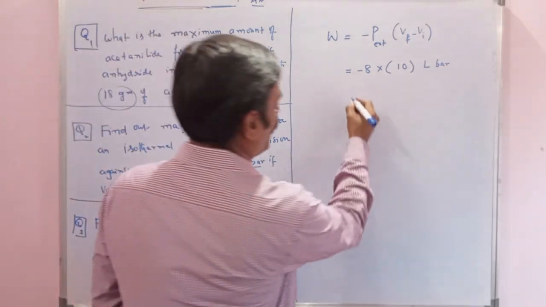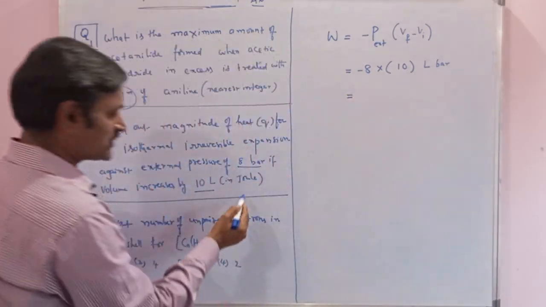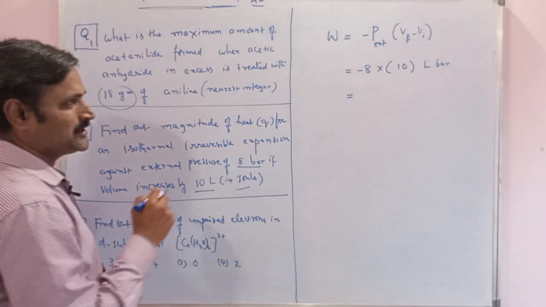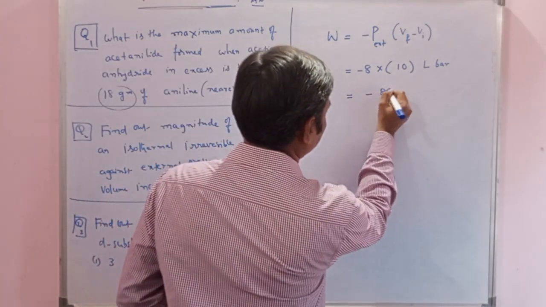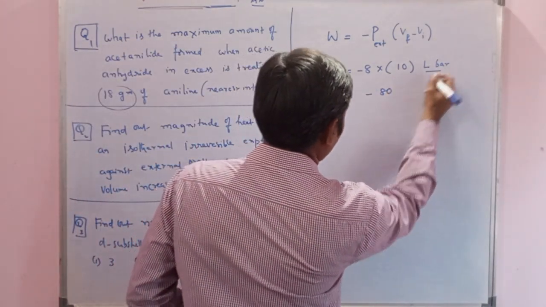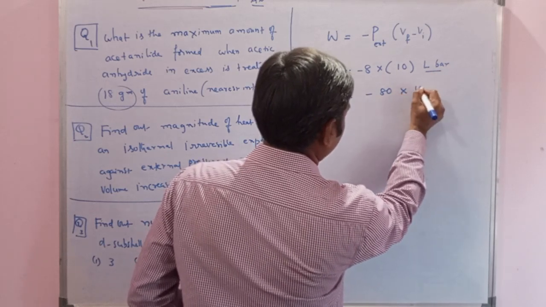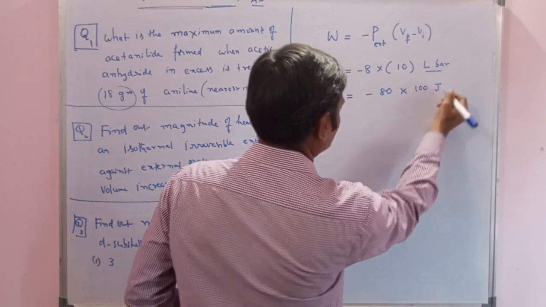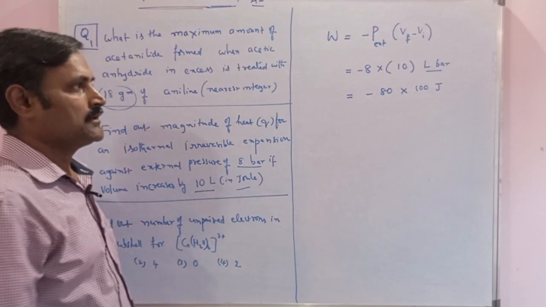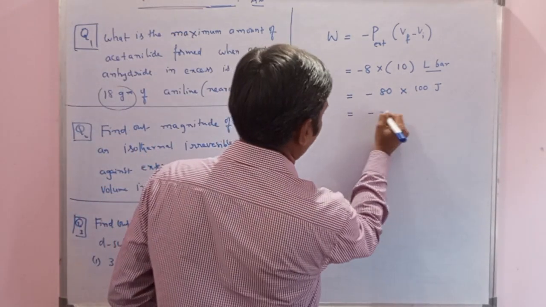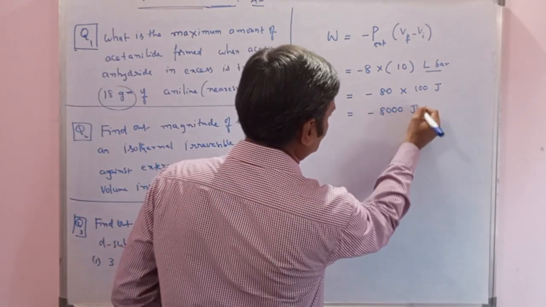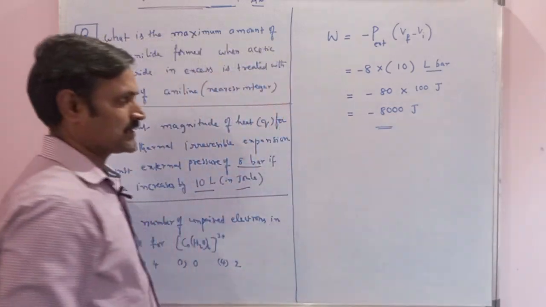This is approximately taken, as you have to give the answer in joules, they are asking. So this is minus 80 already there. Liter bar, atmosphere bar, can be approximately equal to 100 joules. So 100 into 80 is minus 8000 joules will come. That is the work done.